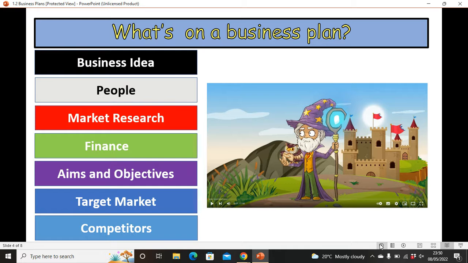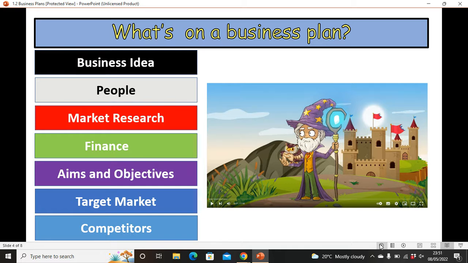Then you've got finance: how much finance you're going to need to start your business, your projected sales forecast, your cash flow forecasts, average rate of return if you're buying new equipment, and things like that. Then you've got aims and objectives, so what direction your business is going towards. Aims and objectives are really useful because you can use them to measure your progress to see if you're successful or not.